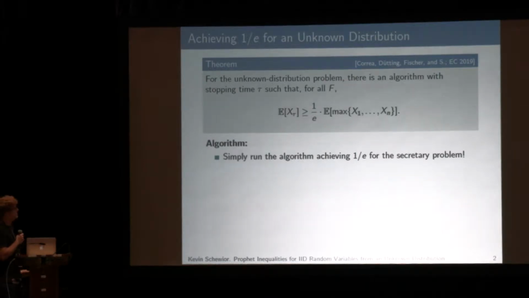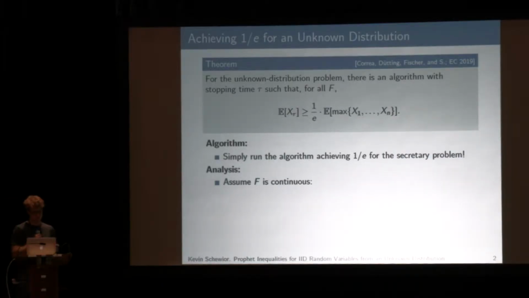Fairly simply, by just running the optimal algorithm for the secretary problem. So what's that algorithm? The algorithm just observes n over e values, rounded up, takes the maximum of these values, and sets that as a threshold for accepting any value that's to come. So it will accept the first value that's larger than all the first n over e rounded up many values.